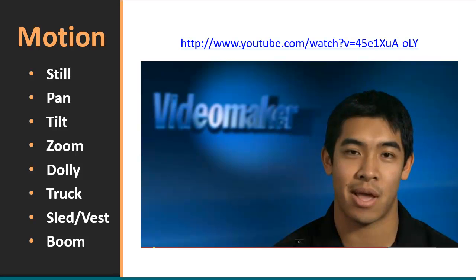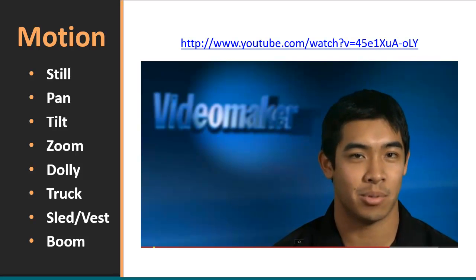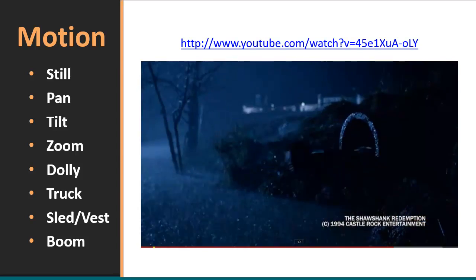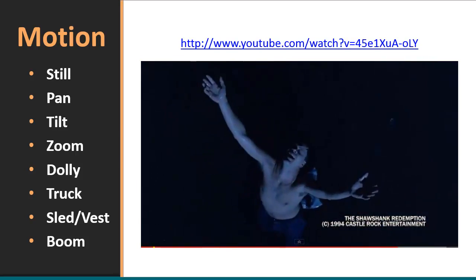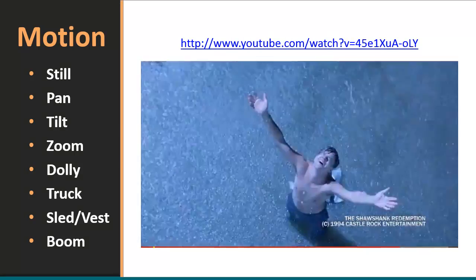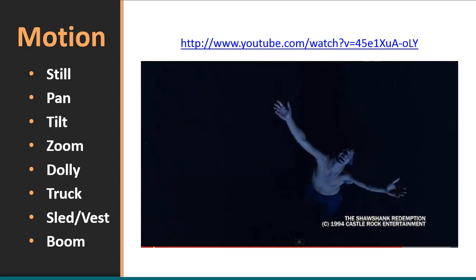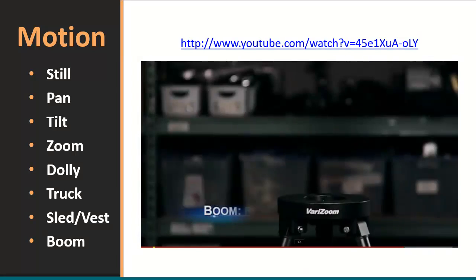The boom allows for both low and high angle shots. A boom movement is useful for many other purposes too. For example, in the movie The Shawshank Redemption, a boom movement is used to represent the newfound freedom of the main character who had escaped from having been in jail for many years.